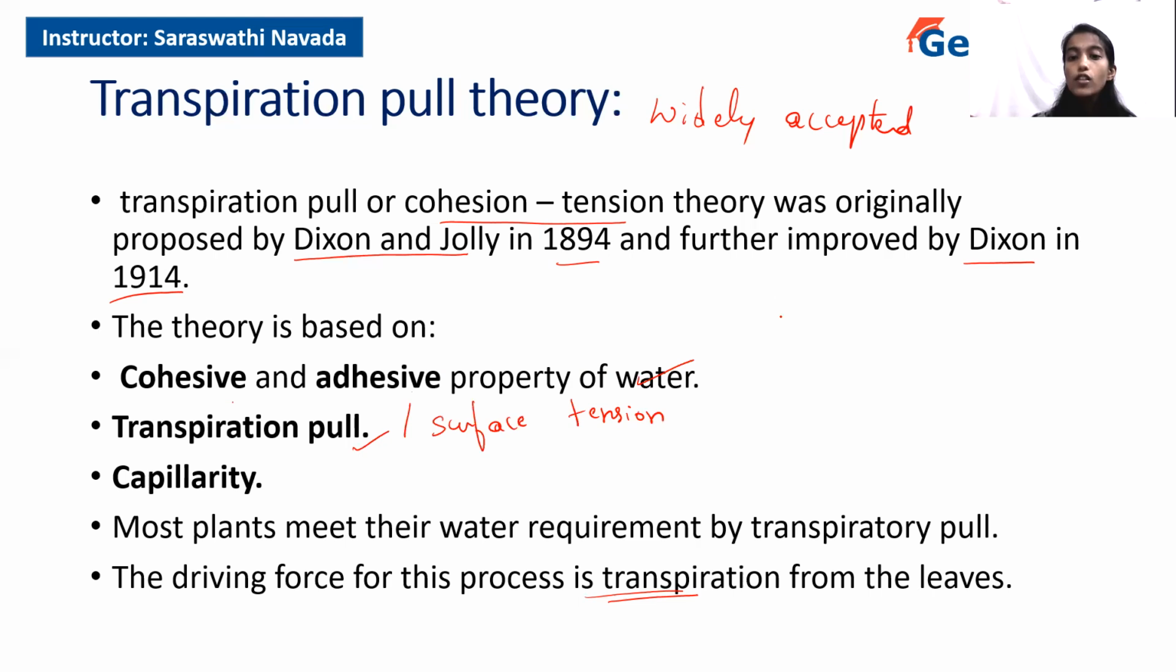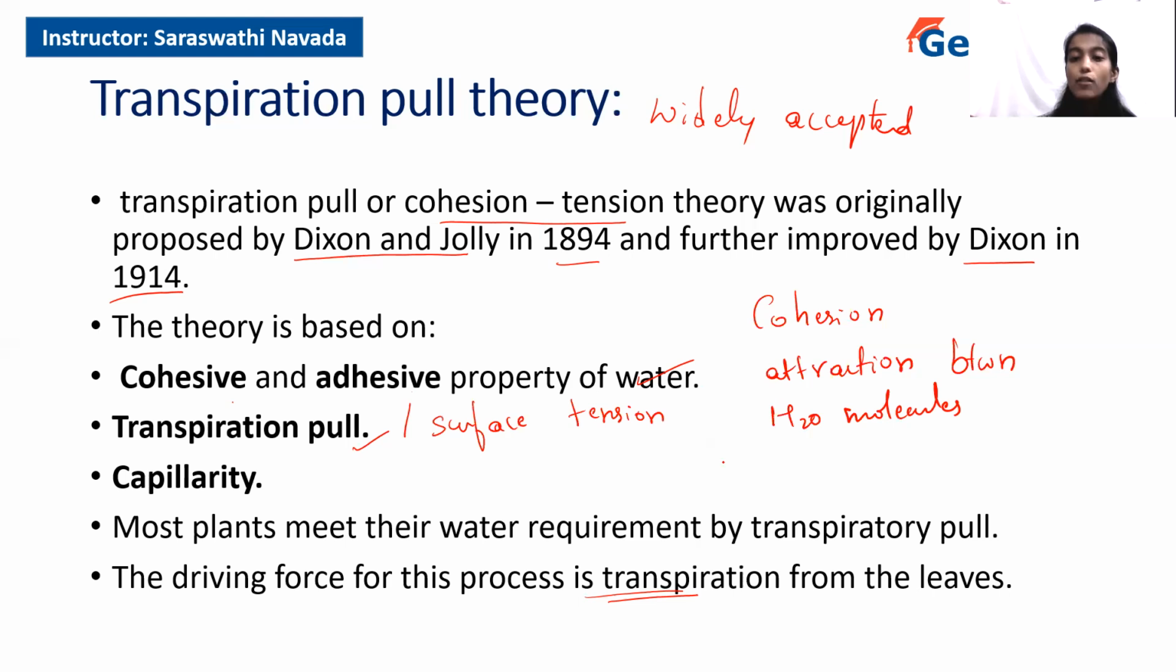So what is meant by cohesion? Cohesion refers to attraction between water molecules. Attraction between similar molecules, or water molecules, is called cohesion. As water molecules get attracted to each other, they form a continuous water column, and the water molecules will be held by intermolecular forces.